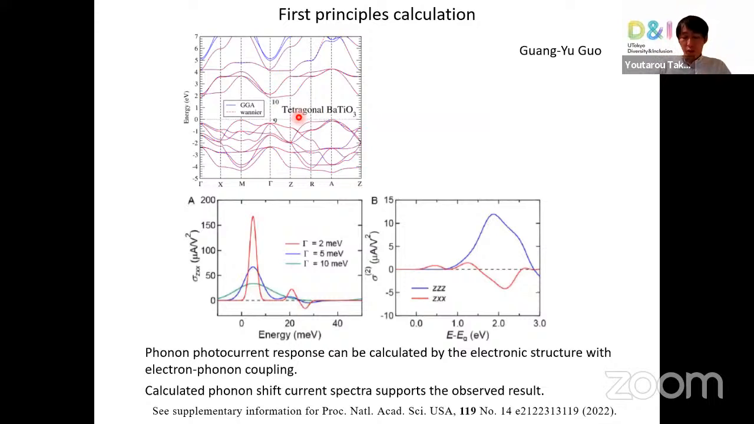We also performed a first-principles calculation, done by Professor Guo. Using the band structure of barium titanate and the calculated phonon spectra, we obtain the spectra of the nonlinear conductivities. At the resonance of the soft mode, we observed a resonance structure in the nonlinear conductivities. This result also supports our assignment that the terahertz photocurrent arises from the phonon shift current.